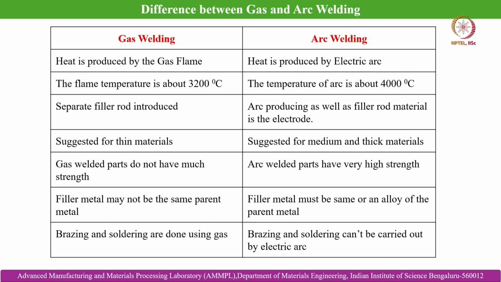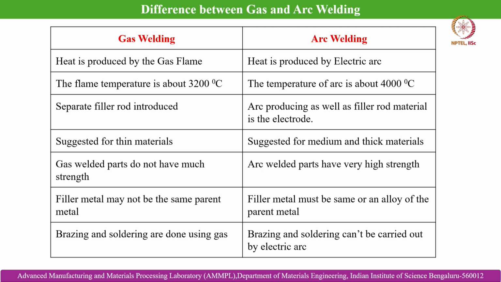Gas welding is suggested for thin materials, whereas arc welding is useful for plates or parts having medium to high thickness. Gas welded parts do not have much strength, whereas arc welded parts offer significant strength. The filler metal may not be the same as the parent metal in gas welding, whereas in arc welding, the filler metal used to fill the joint is either of the same composition as the parent metal, or it must be an alloy of the parent metal that is experiencing joining.